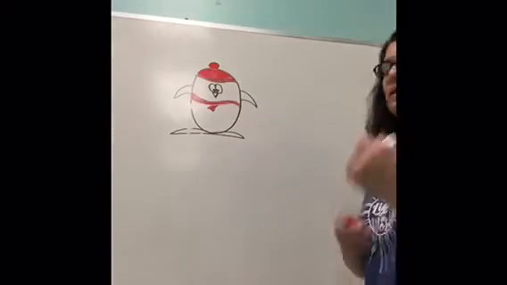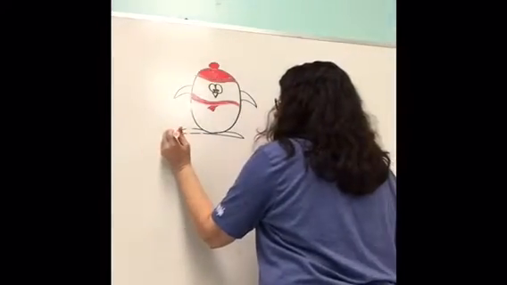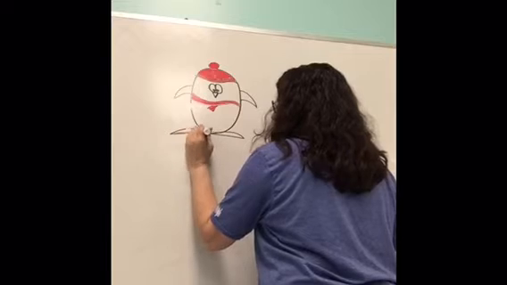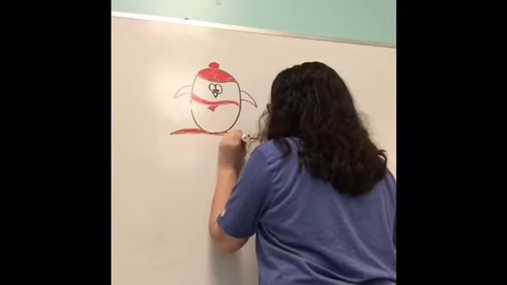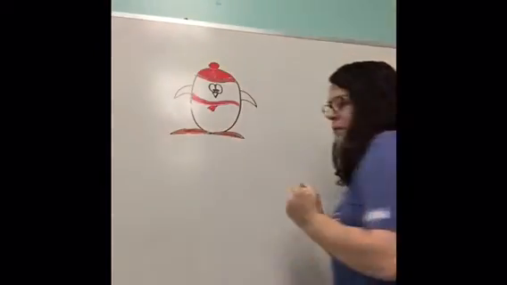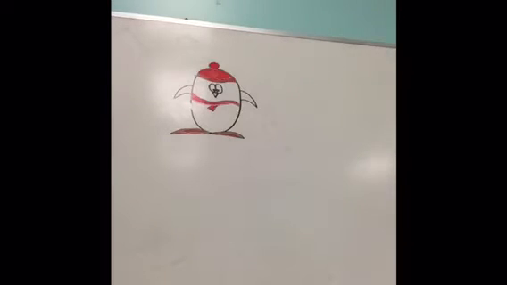Let's make his little feet orange. Give you a couple seconds to color in his little feet. They should be orange. And then we're going to finish him off with black. So take out your black, and we are going to do some shading.